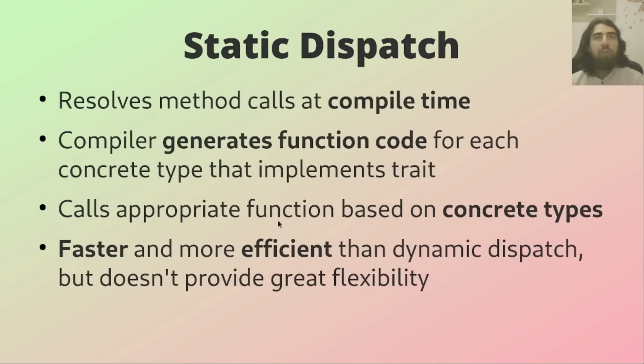And to understand what's going on, you have to know about static and dynamic dispatch. So let's first look at static dispatch. Static dispatch resolves method calls at compile time. The compiler will generate function code for each concrete type that implements the trait. It calls the appropriate function based on concrete types. It's faster and more efficient than dynamic dispatch, but it doesn't provide great flexibility.